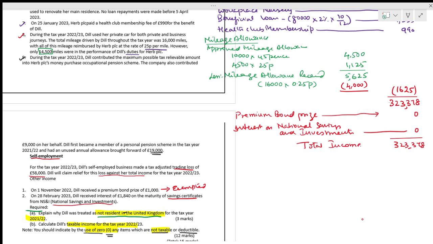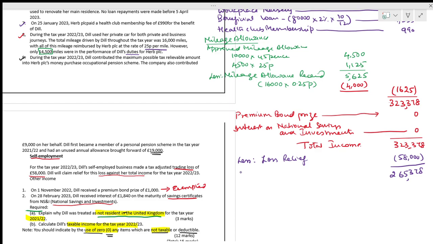Is it right? From this total income, what do we have to do? We have to less loss relief. How much is the loss relief? 58,000. Is it right? It comes to how much? 265,378. Is it right?